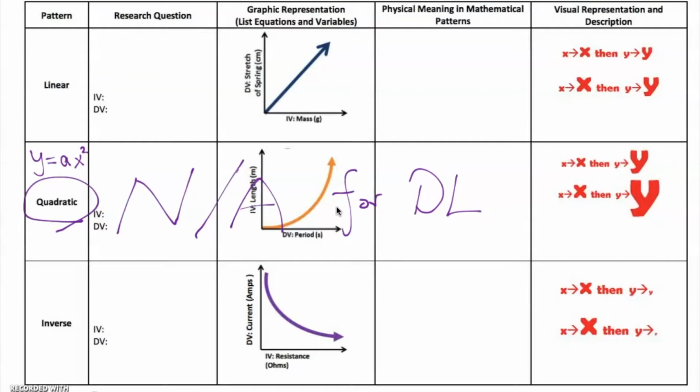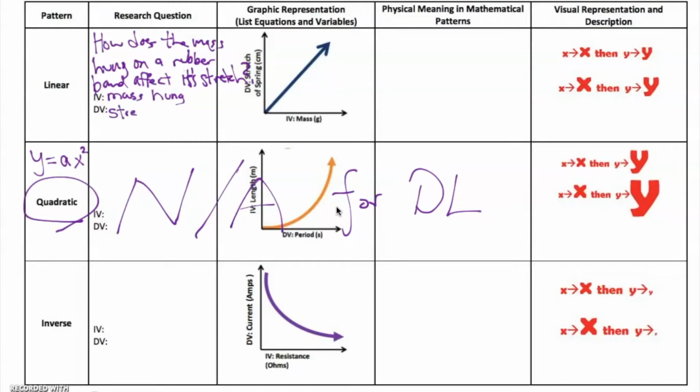Then our second lab is our rubber band lab, where we were investigating how the mass hung on a rubber band affects its stretch. That was our whole guiding question. So our independent variable, the thing that we were changing, was the mass hung on the rubber band. And the dependent variable was the stretch of the rubber band.